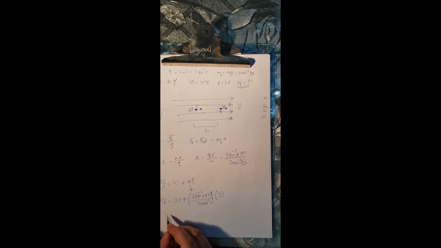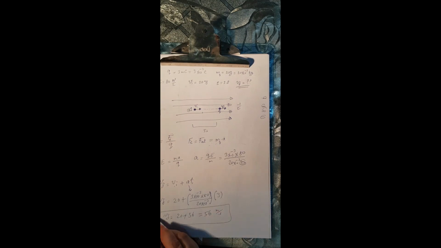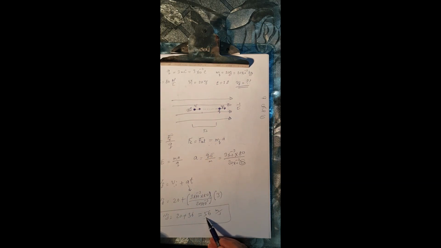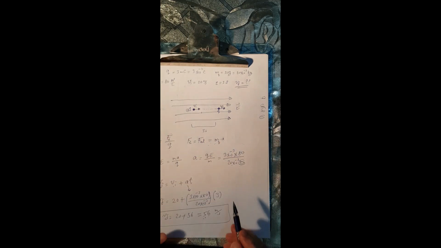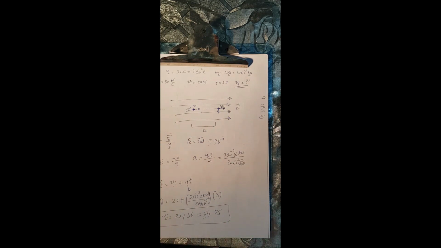So everything is known except V final, and we find V final is 20 plus 36, which is 56 meters per second. So this is the final velocity of the particle. Of course, you can see it's higher than the initial. Initial is 20, final is 56. It's accelerating. It's speeding up because it's going in the same direction as the electric field.